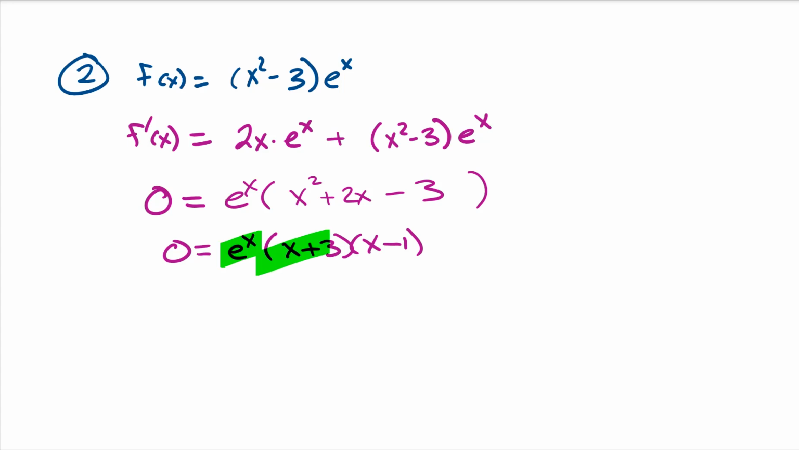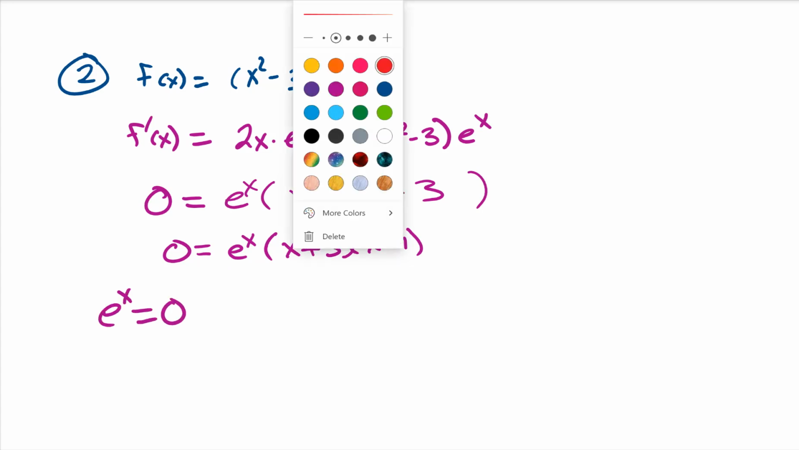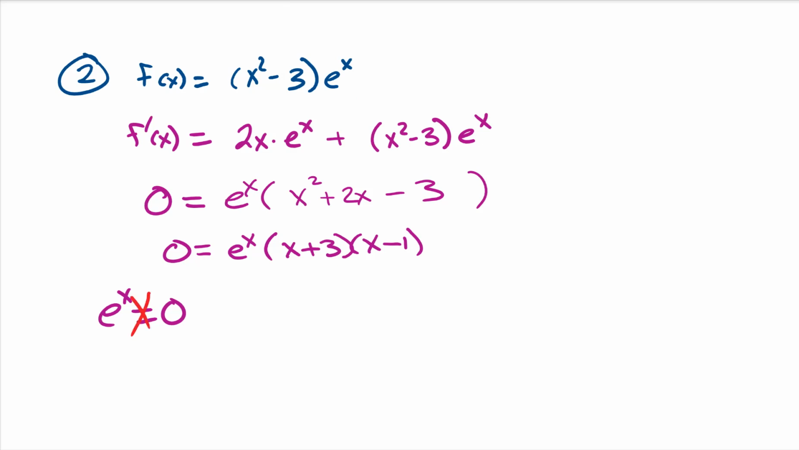e to the x, x plus 3, and x minus 1. Let's set those equal to 0. So e to the x equals 0, but good news, that can never equal 0, so we can just ignore it. That's the exponential function that you already know how to graph.